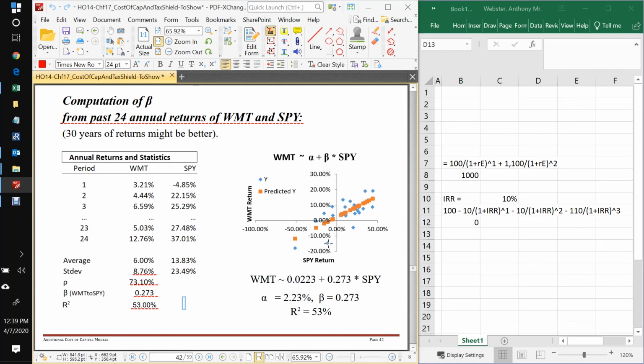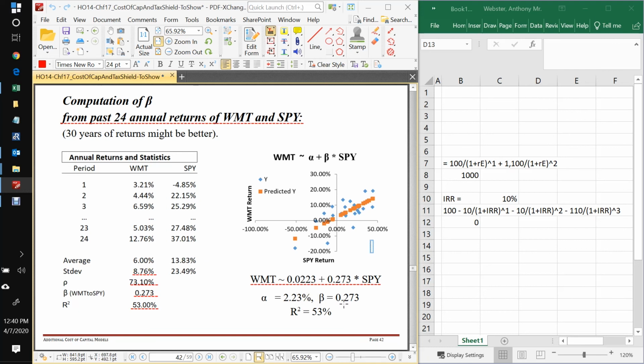Each blue dot here represents, on the y-axis, what the return of Walmart was given what the return for the SPY was on the x-axis. You can see there's a lot of spread here, but it looks like you could reasonably draw a line through this, and that's what the linear regression did. It gave us this line, represented by the pumpkin orange dots there. So when the S&P is returning nothing, Walmart is expected on average to be returning 2.2%, and that's our alpha down here.